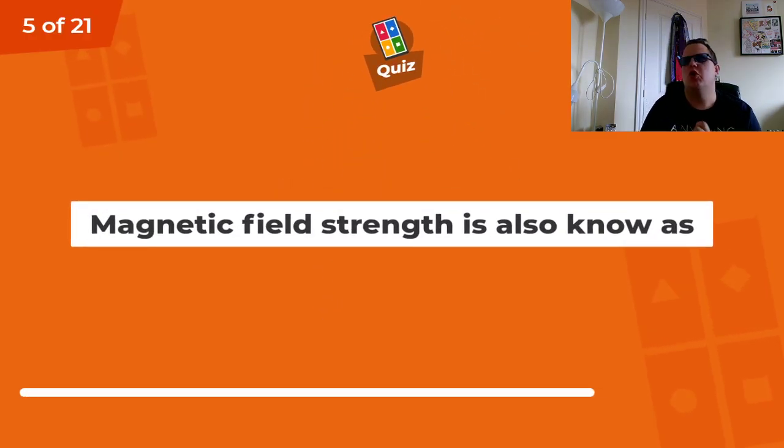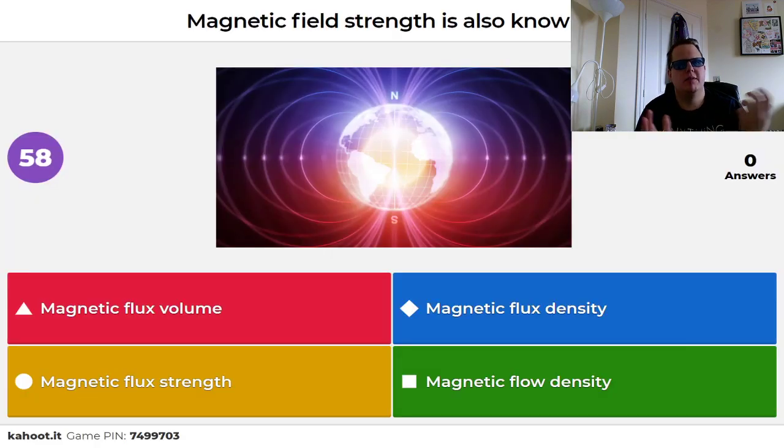Magnetic field strength is also known as which one of them? Flux volume, flux density, flux strength, flow density.